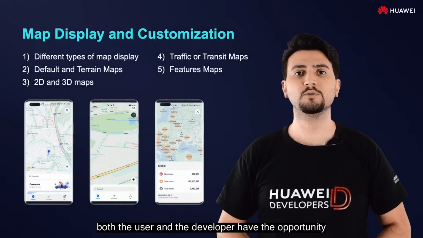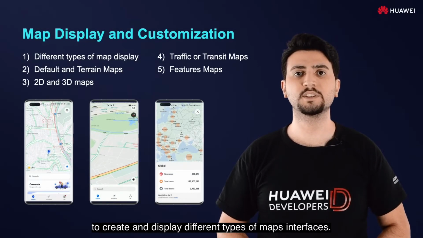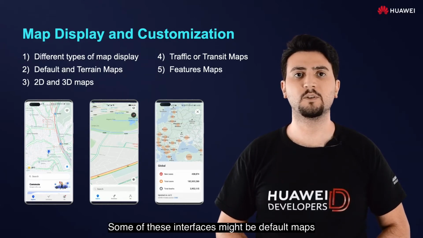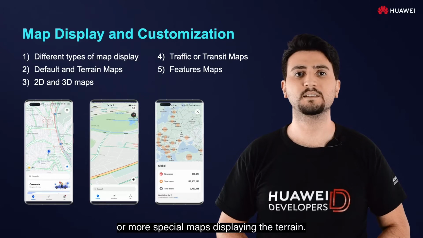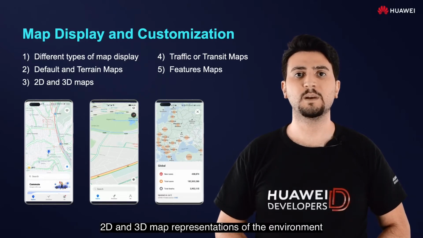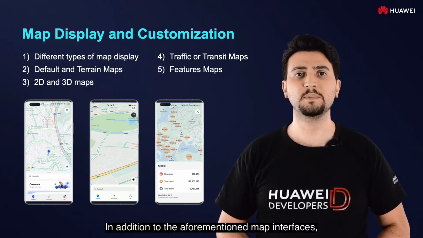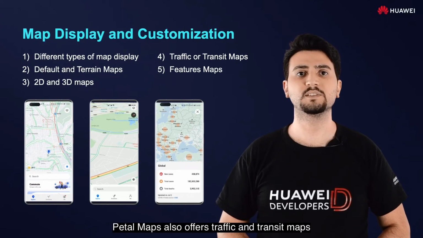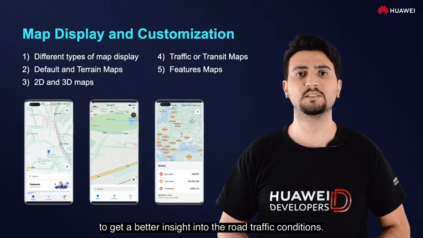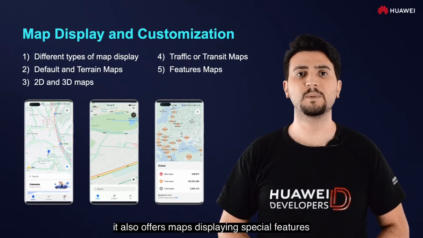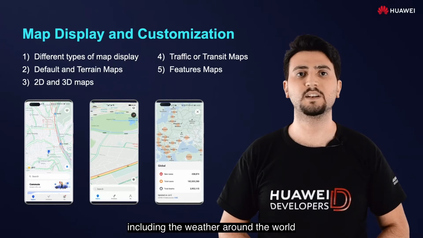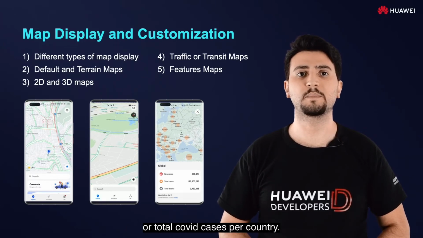Using Map Kit, both the user and the developer have the opportunity to create and display different types of map interfaces. Some of these interfaces might be default maps or more special maps displaying the terrain. 2D and 3D map representation of the environment and buildings surrounding us are also included. In addition to the aforementioned map interfaces, Petal Maps also offers traffic and transit maps to get a better insight into the road traffic conditions. Finally, it also offers maps displaying special features, including the weather around the world or total COVID cases per country.